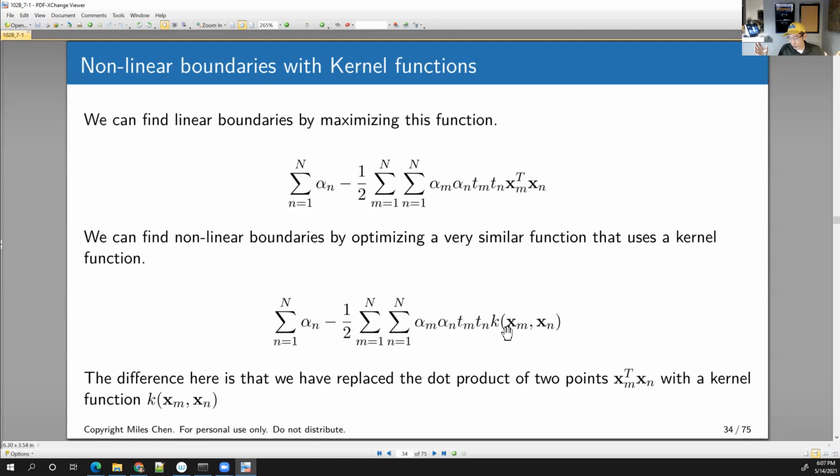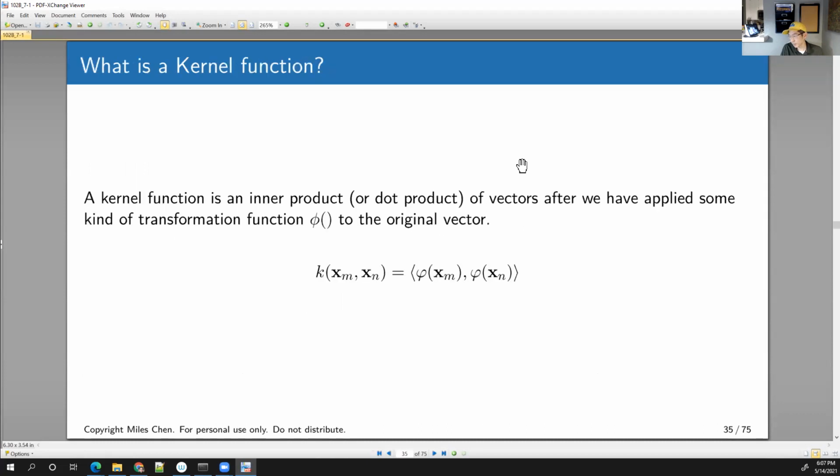And basically, when you do a kernel function, you're doing something similar, except when you take xm, you apply some kind of transformation to it. You take xn, you apply some kind of transformation to it, and then you do a dot product there, okay? So the kernel function between some vector xm and another vector xn is going to be the inner product, or the dot product, of the vectors after we apply some kind of transformation function phi.